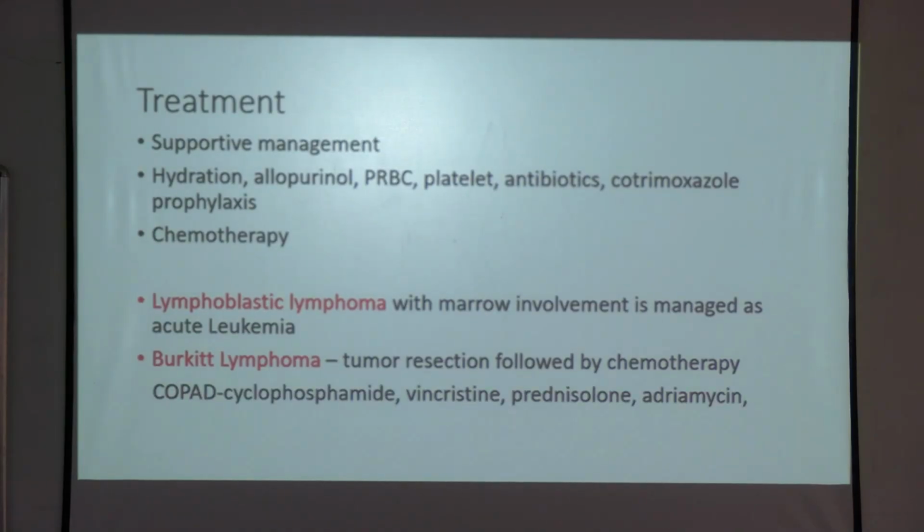Burkitt lymphomas, there is tumor dissection followed by chemotherapy. The chemotherapy regimen is called COPAD: cyclophosphamide, oncovin or vincristine, prednisolone and adriamycin, and D for dacarbazine.